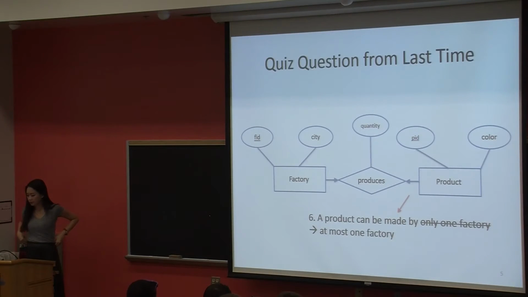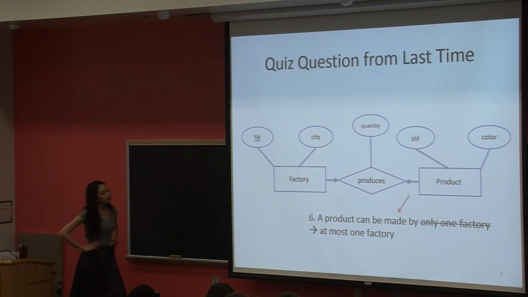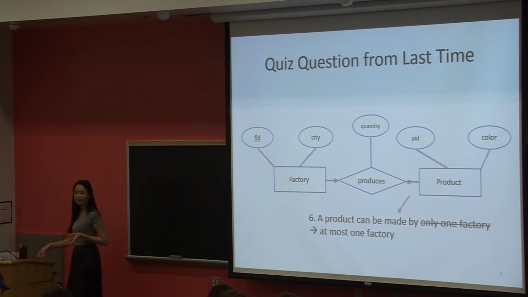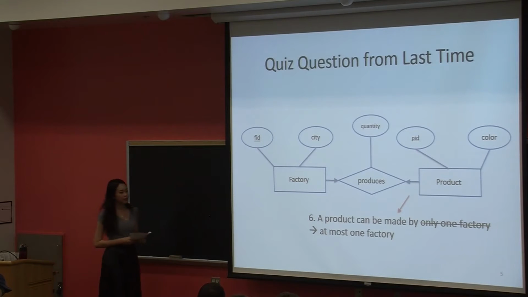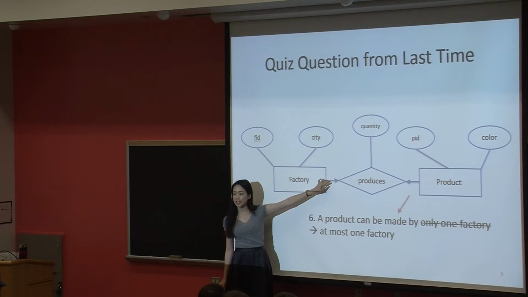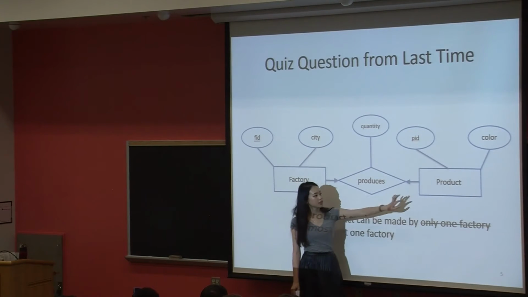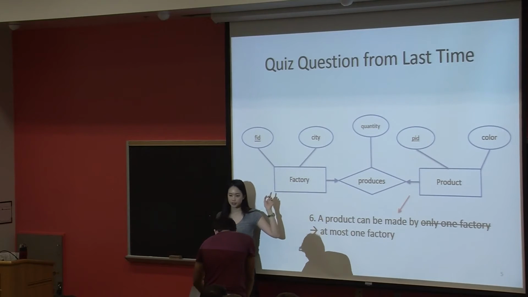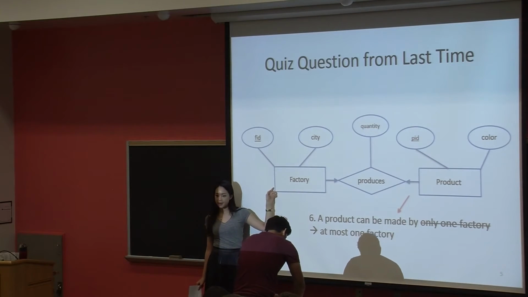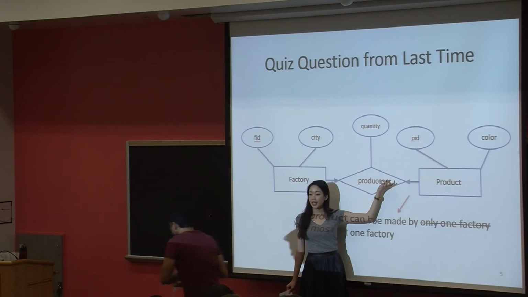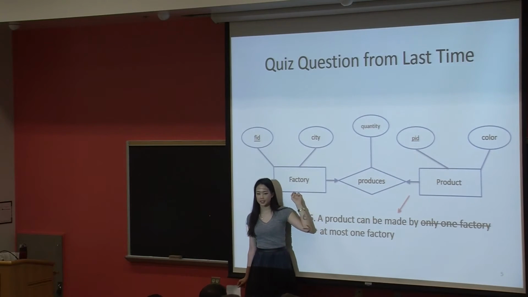Okay, so let's take a look at the quiz from last time. Remember last time, one of the requirements I asked you to change from by only one factory to by at most one factory. At that time, you were kind of wondering why I would change that. That's because when we have the arrows indicating the key constraints, it's for at most. It's for the upper bound. So when I say at most, is it okay for a product in this scenario to not be produced by any factory? Yes, that will still satisfy the diagram, right? So what if we want to make sure a product has to be produced by at least one factory? We'll talk about it later, okay?